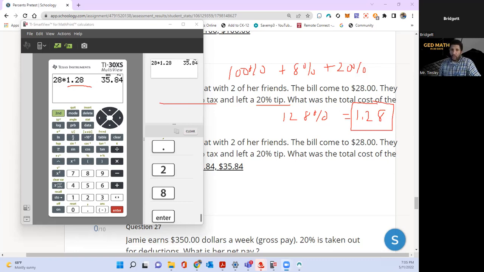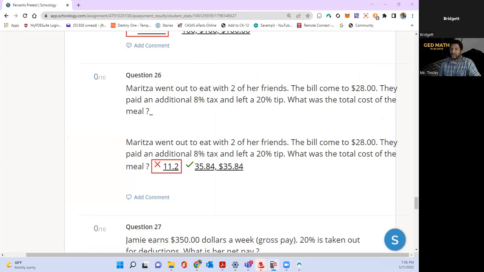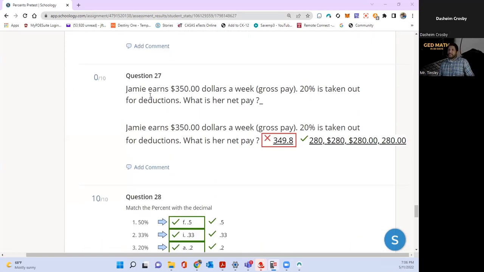Okay, now watch this. Let me do one more. I shouldn't be showing you the answers, but one more. Jamie earns $350 a week. That's her gross pay. 20% is taken out for deductions. So if your check is 100% and they're taking out 20% for deductions, how much of your check will you receive?